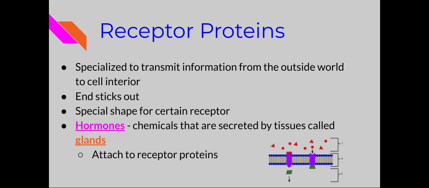Receptor proteins is our second type. Receptor proteins are specialized to transmit information from the outside world to the cell interior, or the cytoplasm. One end of the receptor protein actually sticks out of the cell membrane itself. Receptor proteins have special shapes for certain receptors, and your body is able to control the receptor proteins by changing the shape of them, and it will let things either attach or not attach to it. Receptor proteins will usually attach to hormones, which are chemicals that are secreted by tissues called glands. Hormones is how your body communicates with itself.